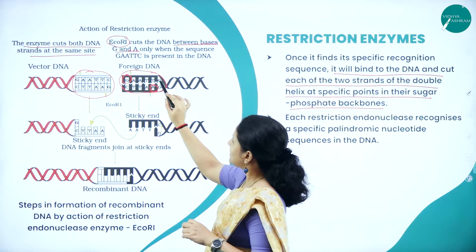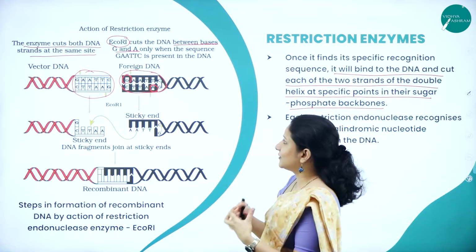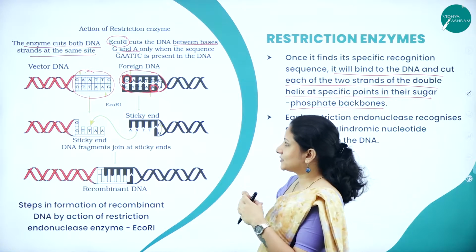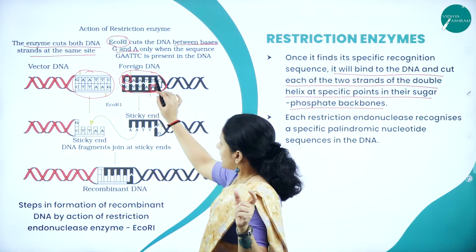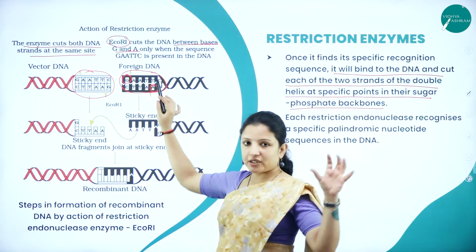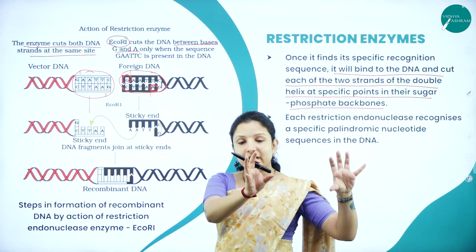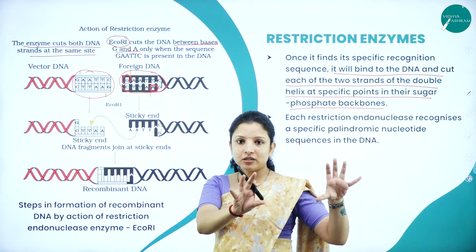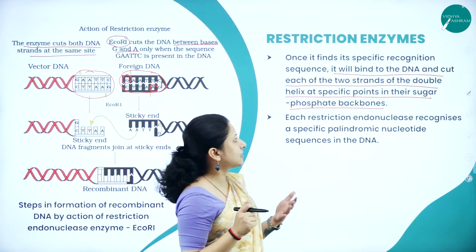Therefore GAATTC, see here, see the complementary to that. Between there it will cut the DNA strands. Once it cuts, the DNA strand in the foreign DNA has also been cut. That is, plant A has been cut, and the vector's DNA, the bacteria, has also been cut. Now next they have to introduce it. That we will study later.